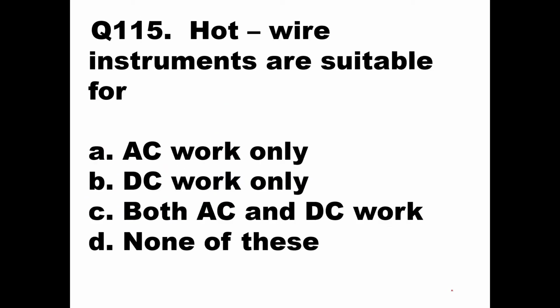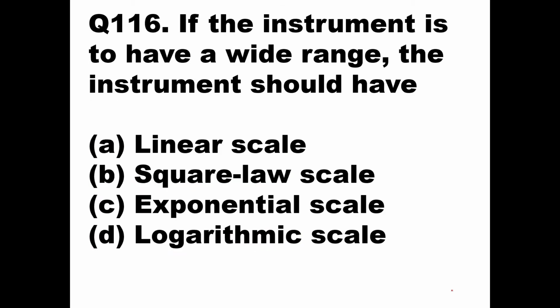Hot wire instruments are suitable for, okay, now hot wire instruments are ones which use the heating effect of the current to measure the magnitude of any parameter. So here hot wire instruments can be used to measure both alternating quantity and direct quantity. So both AC and DC are suitable with hot wire instruments. So option C will be the right answer here. Both AC and DC can be measured using hot wire instruments. Then we'll go to the next question.